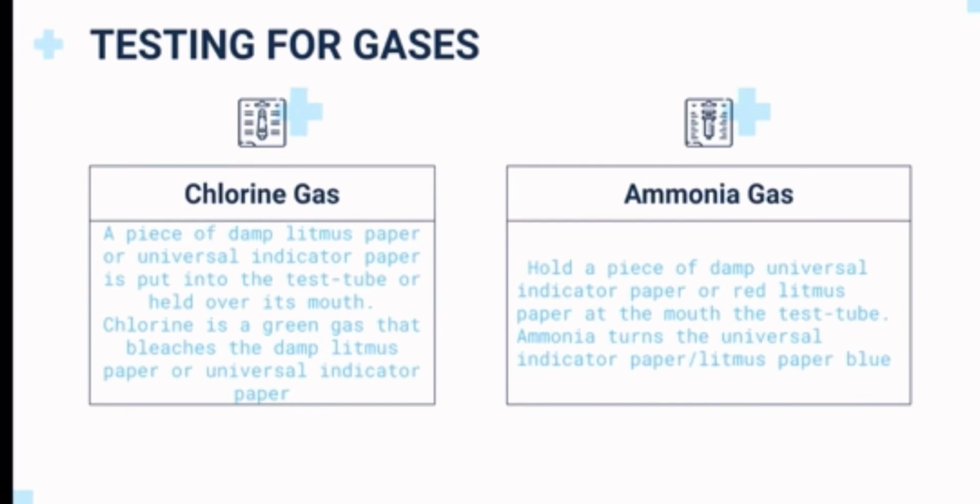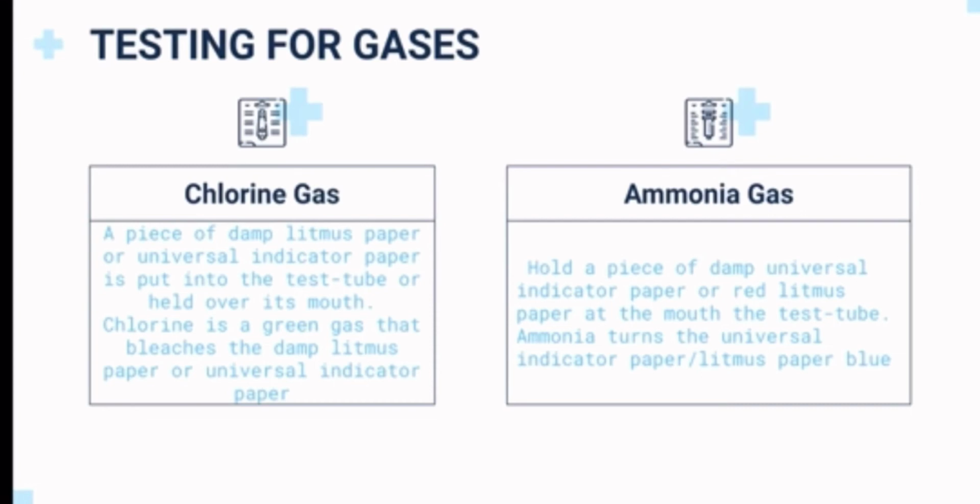Chlorine gas. A piece of damp litmus paper or universal indicator paper is put into the test tube or held over its mouth. Chlorine is a green gas that bleaches damp litmus paper or universal indicator paper.